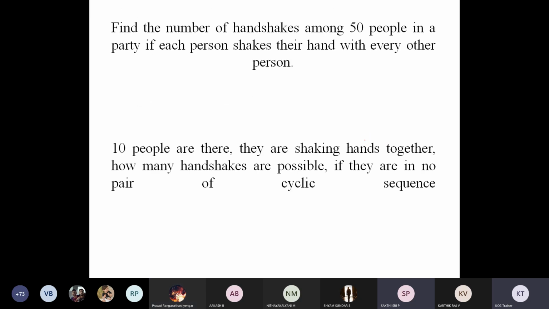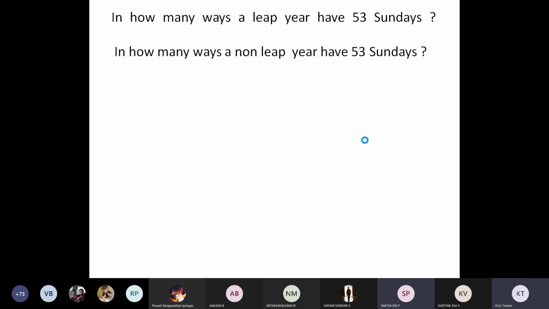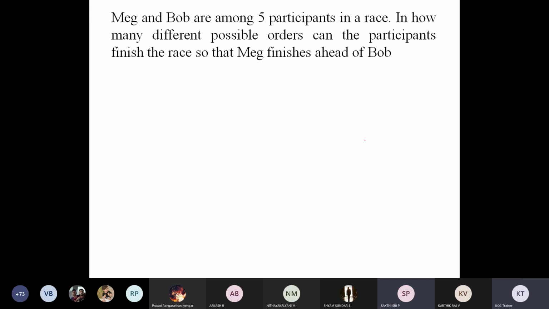This is only geometrical figures. And please do these 2 and 1. Try to do these 3 questions by yourself. We'll discuss the answers in tomorrow's session.